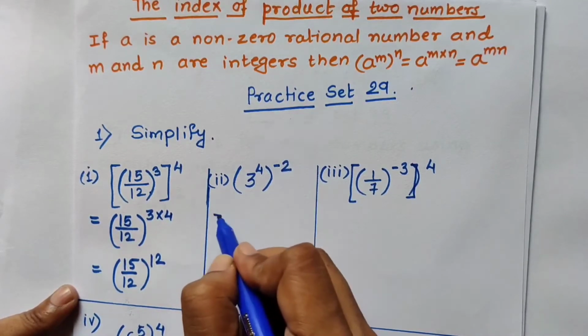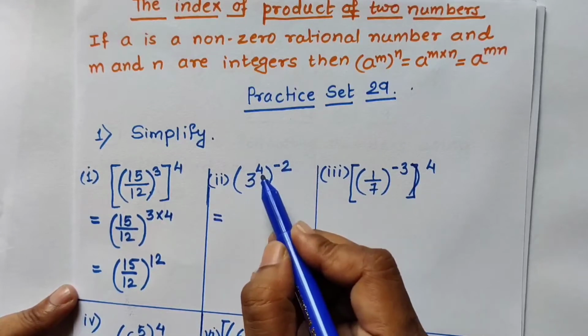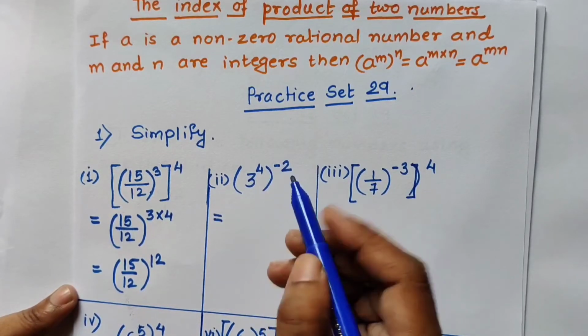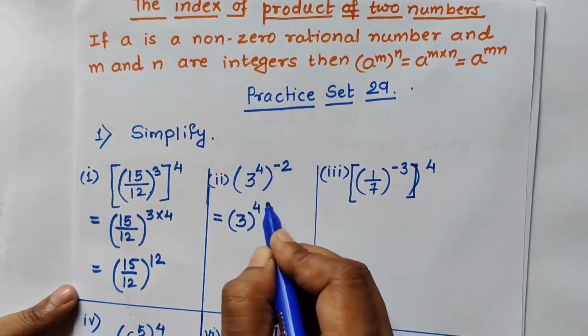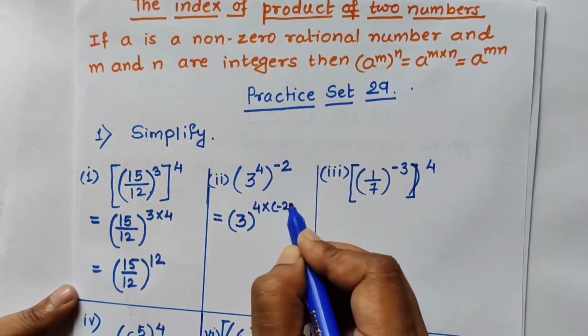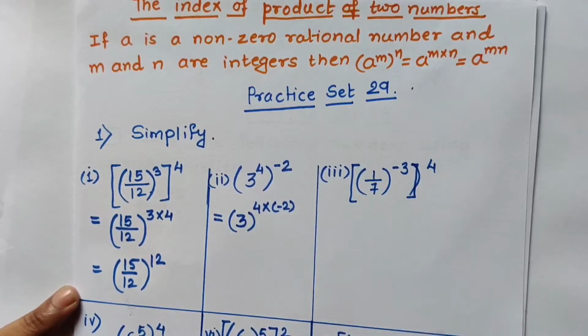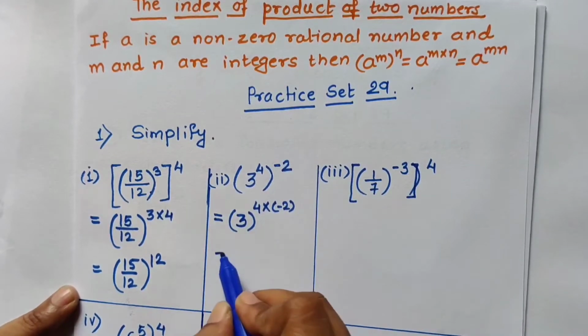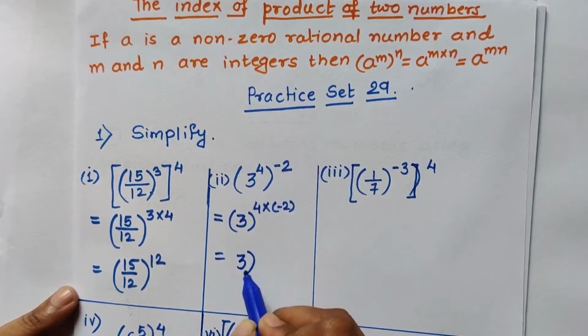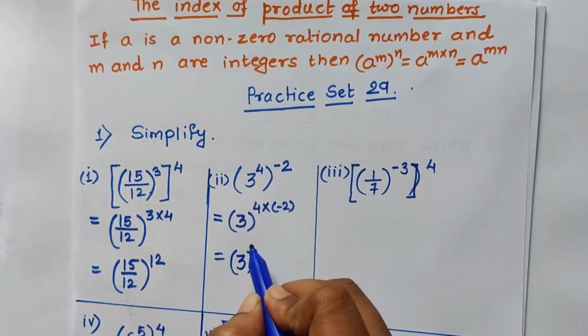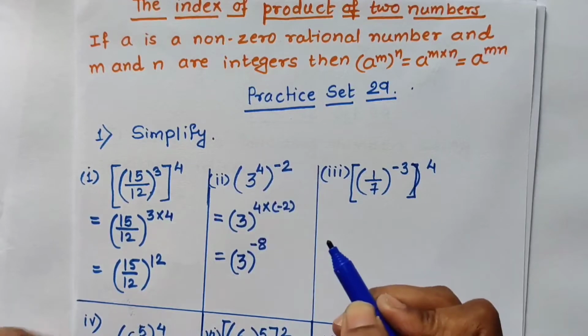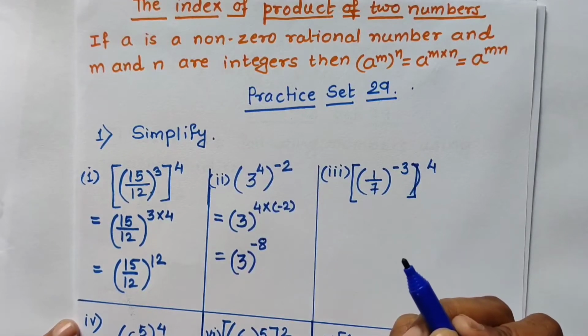Very easy it is. Here again base is 3, two indices are 4 and minus 2. So base we write one time and we will multiply the indices. 4 multiplied by minus 2. Minus is there, so we have to put inside the bracket. Now multiply it, 3 one time and its index is 4 2s are 8 and minus sign is there, so I have to put minus sign. 3 raised to minus 8.